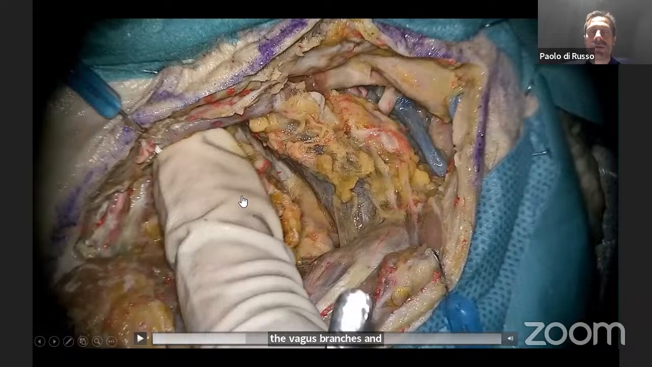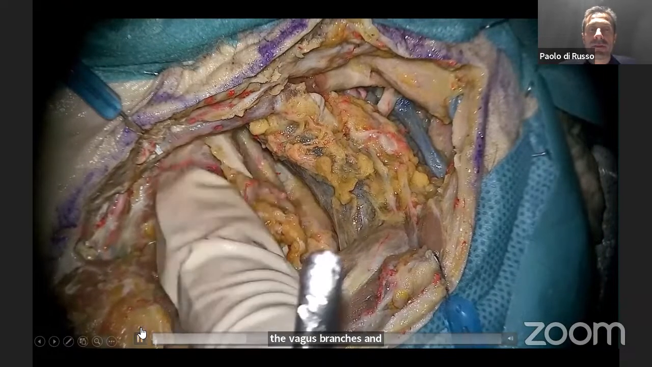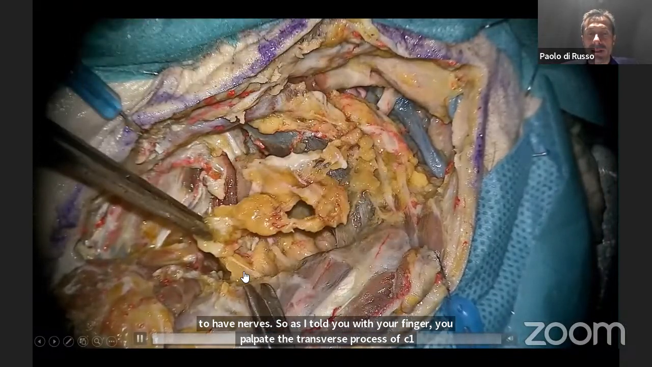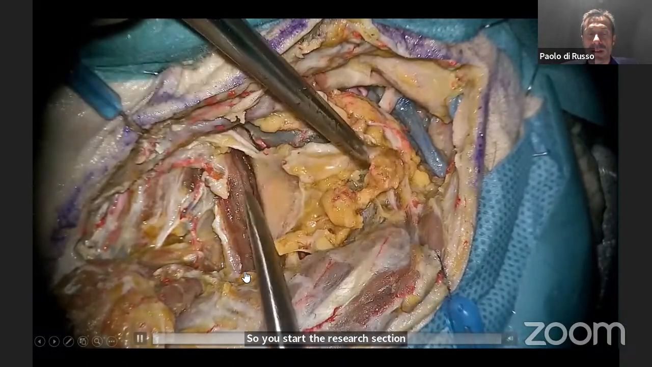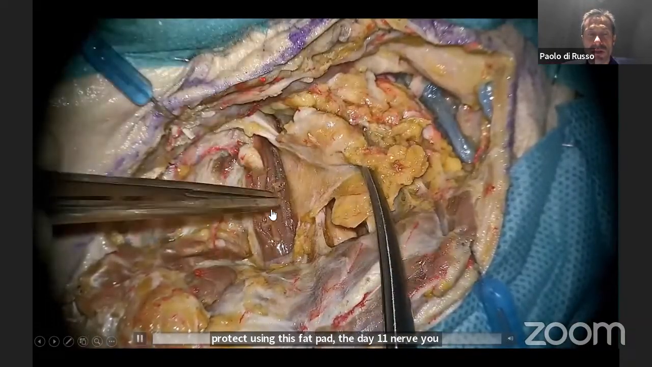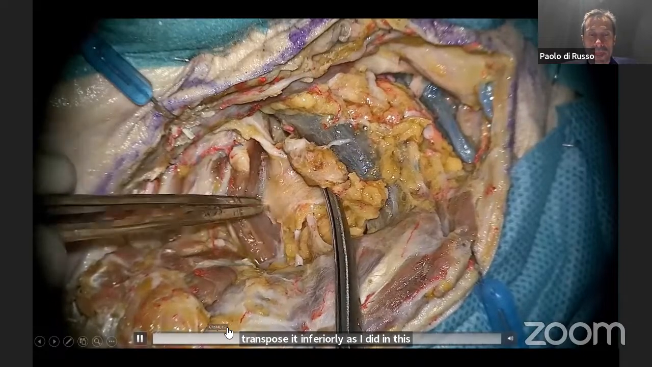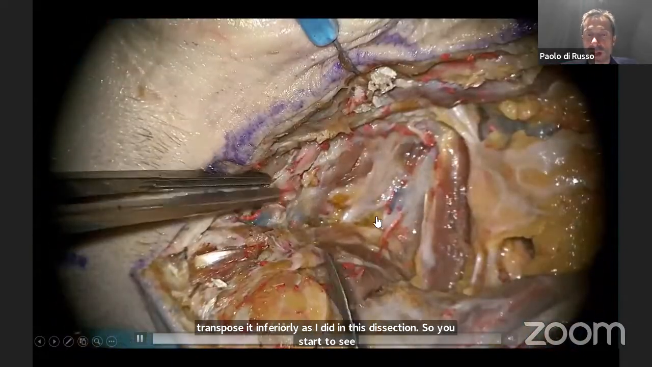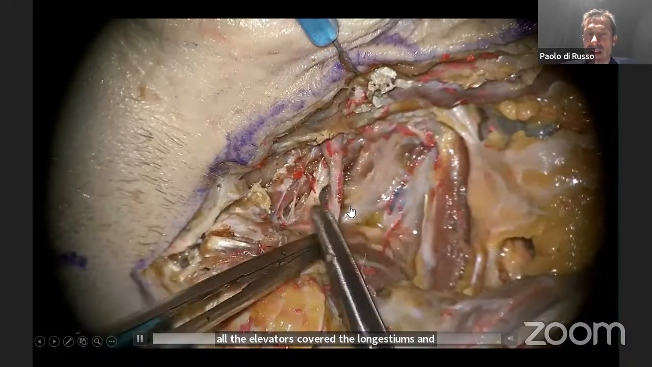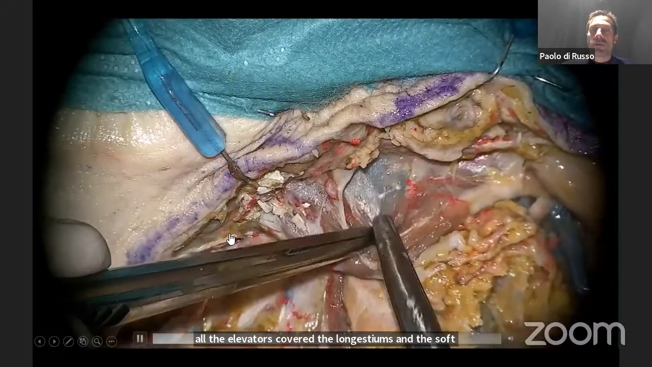the 12th nerve. As I told you, with your finger you palpate the transverse process of C1. You start the dissection in the area, you free and protect the 11th nerve using this fat pad, and you transpose it inferiorly, as I did in this dissection. You start to see the levator scapulae, the longissimus, and the soft tissue that covers the suboccipital triangle. That one was the occipital artery.